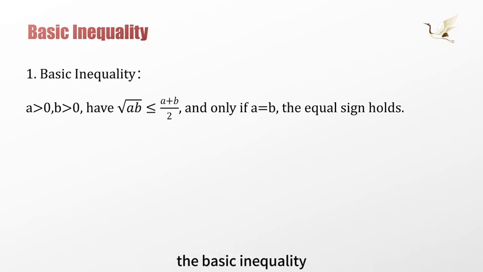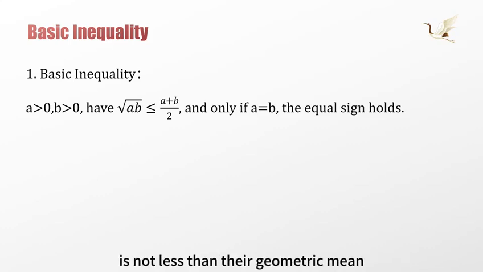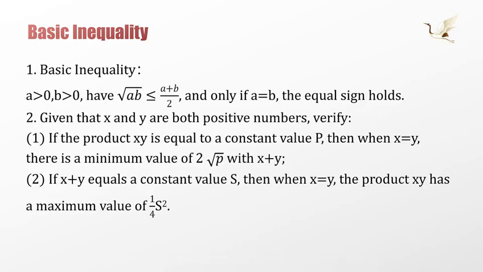The basic inequality states that the arithmetic mean of two positive numbers is not less than their geometric mean. The basic inequality holds if both a and b are positive numbers, and if and only if a is equal to b, the square root of ab is equal to half of a plus b.